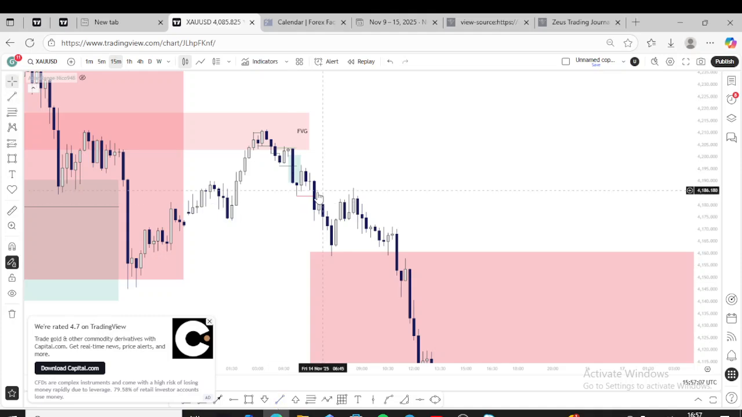It left a fair value gap. There was also a gap right here, because now the 4 hours is in line with the daily time frame. So sellers are more in control.